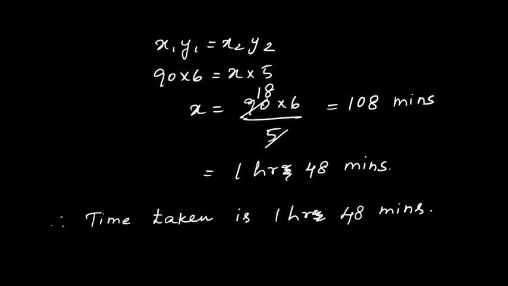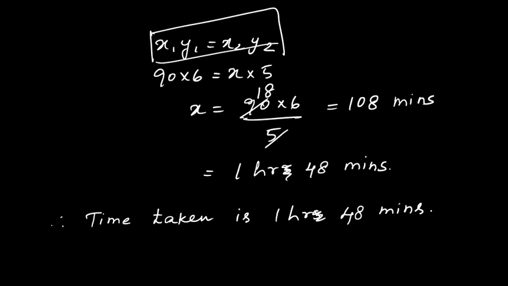So as you can clearly see, as the number of pumps increases, the time taken to fill the sump will be less. So they are in inverse proportion. So use the formula x1 y1 is equal to x2 y2. Here x1 y1 values are 90 and 6 and x2 y2 values are x and 5. So find the value of x from this, that is 90 into 6 divided by 5.